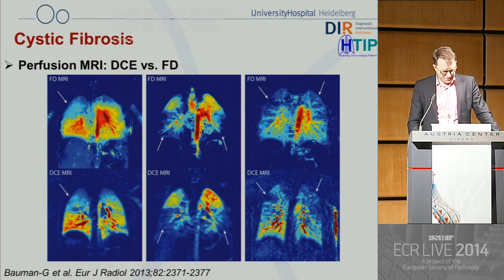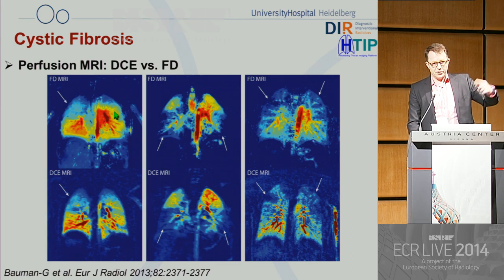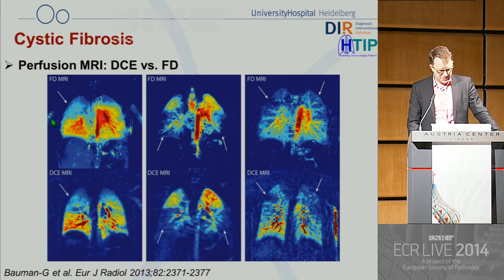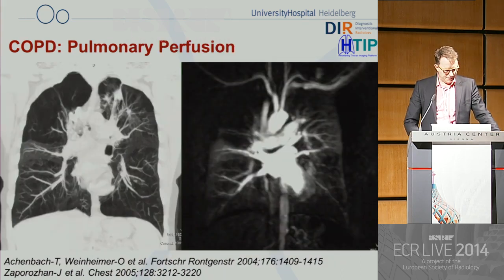So these are works using the Fourier decomposition. So this is non-contrast enhanced MR in cystic fibrosis patients, and you see that you can very nicely show the defects with the Fourier decomposition compared to a dynamic contrast enhanced scan. So this led us to the application of the non-contrast in the first year of life.